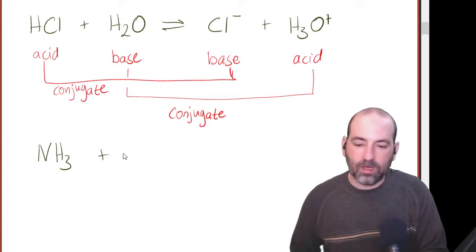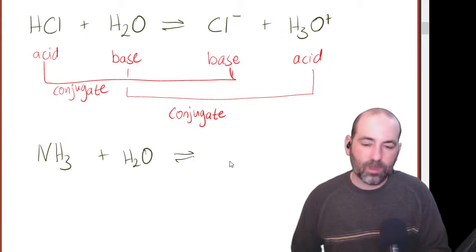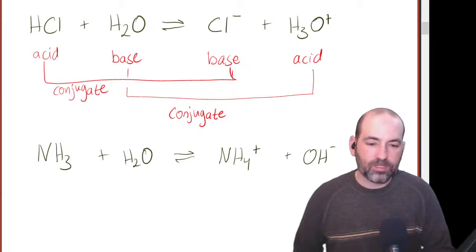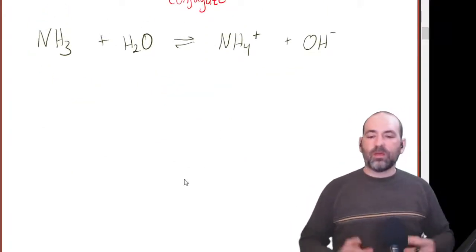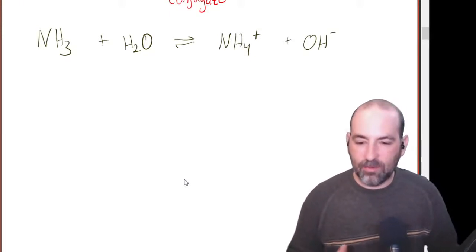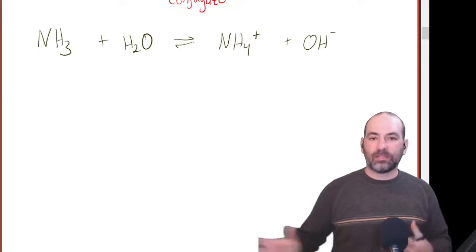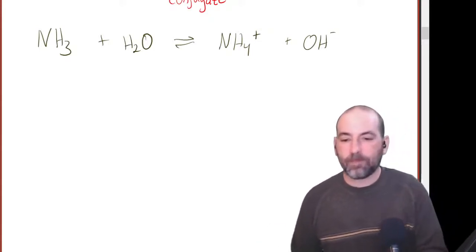We can take ammonia and react it with water. And the products here are ammonium and hydroxide. All right, so can we diagram this in the same way? Can we decide which things are acting as an acid and a base on the left, and then which things are acting as an acid and a base on the right?